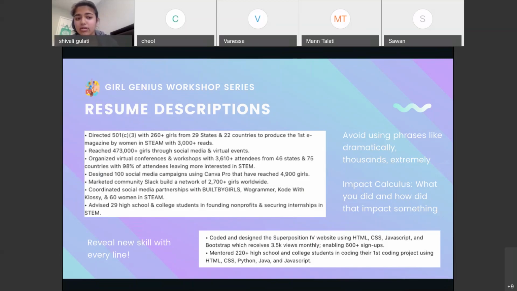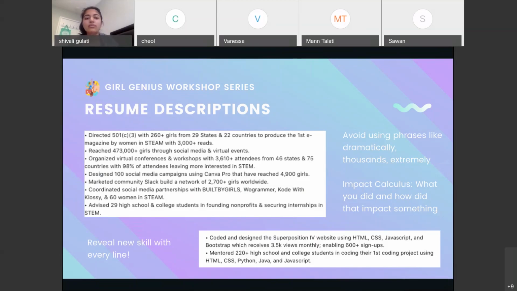So if we break that down, I organized these conferences, and the impact was that a lot of people came, but not only that, a lot of people from geographically diverse locations came. But not only that, it was actually impactful, and 98% of people left more interested in STEM.